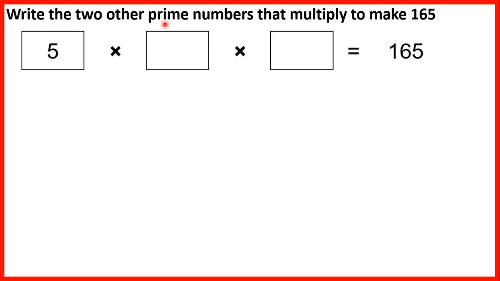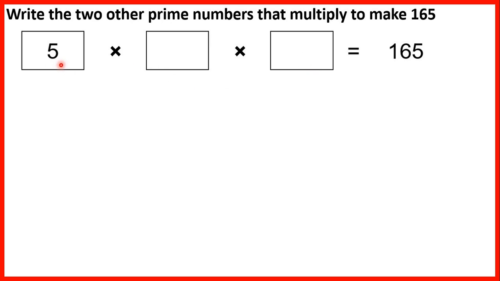Write the 2 other prime numbers that multiply to make 165. Now a prime number is a number with 2 factors, 1 and itself. So 5 is a prime number because it's only in the 1 times table and the 5 times table, its own times table. It doesn't have any other factors, it's not in any other times tables. But that doesn't really matter for this question.